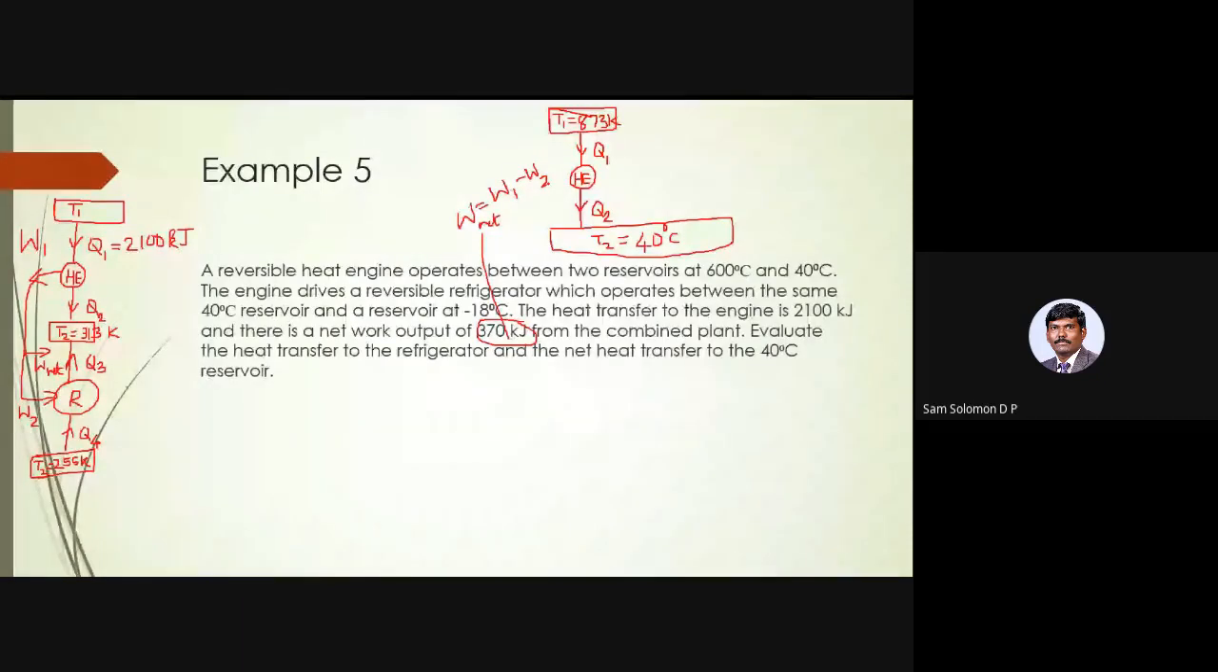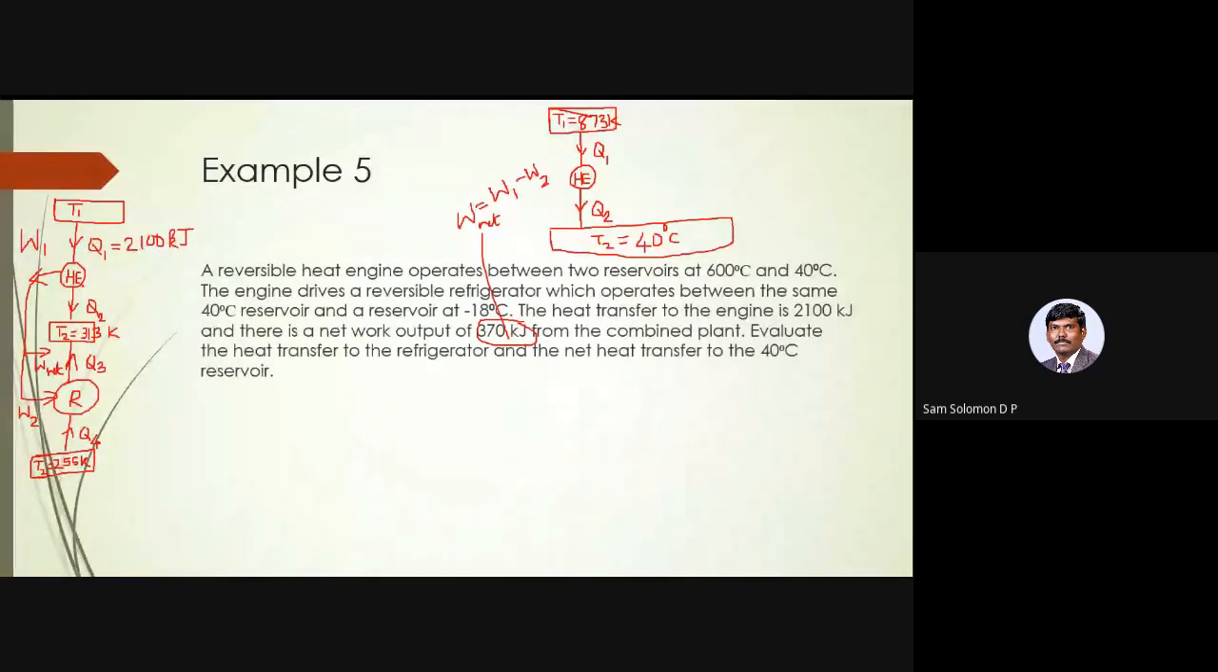Evaluate the heat transfer to the refrigerator, and the net heat transfer to the 40 degrees centigrade reservoir. So heat transfer to the refrigerator is Q4. They are asking us to find out Q4. And the 40 degrees centigrade reservoir is nothing but this 313 Kelvin. So Q2 amount of heat is rejected to 313 Kelvin and Q3 is also rejected to 313 Kelvin. So they are asking us to find Q2 plus Q3. So this is the question.